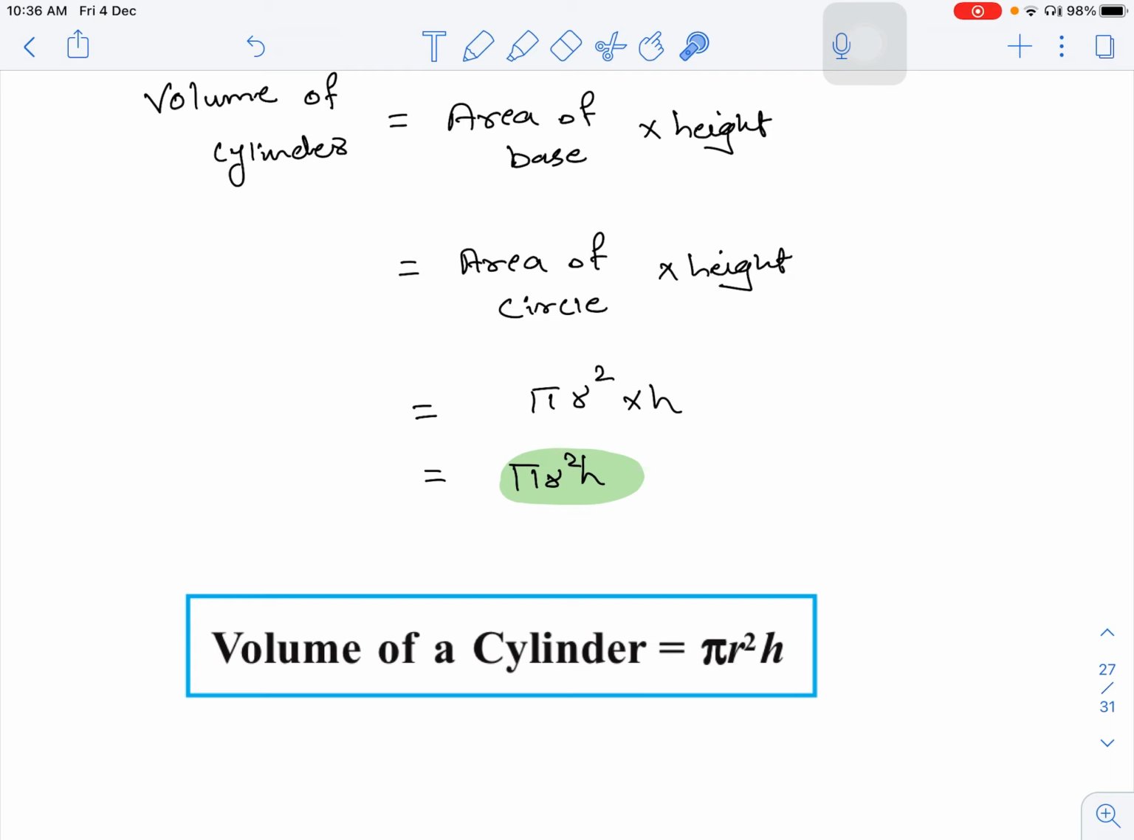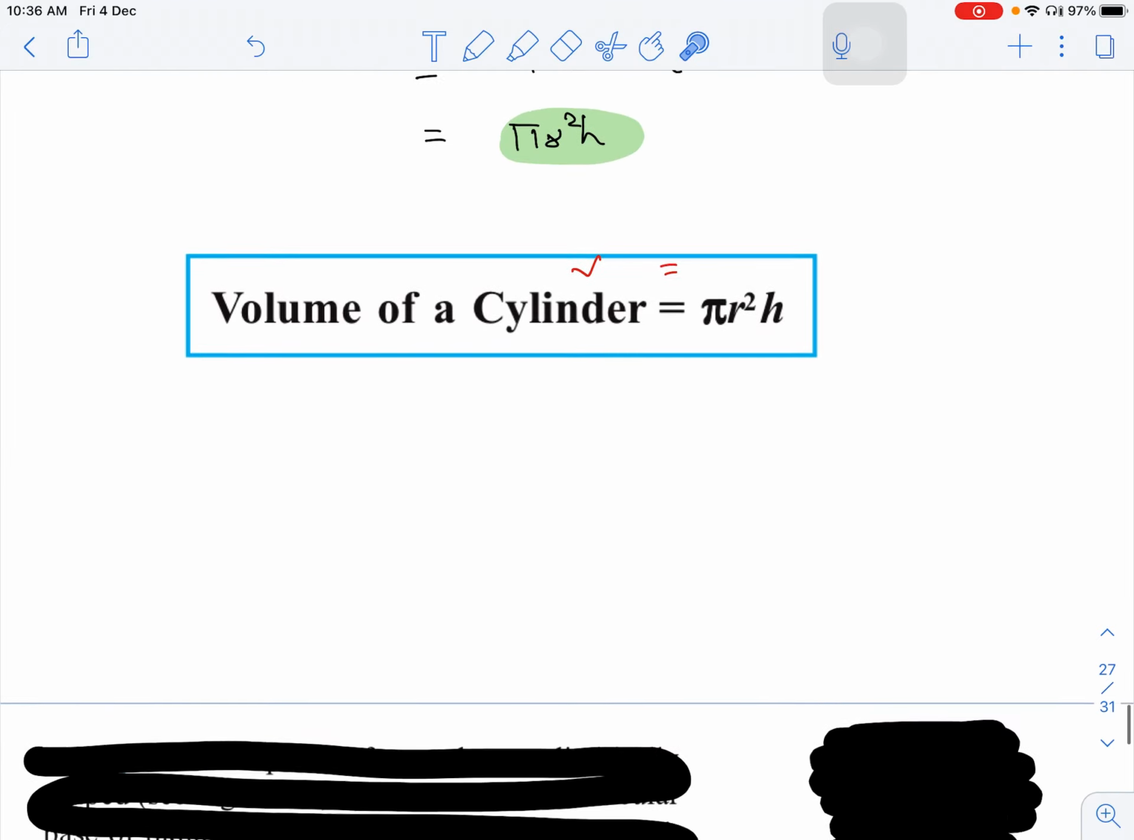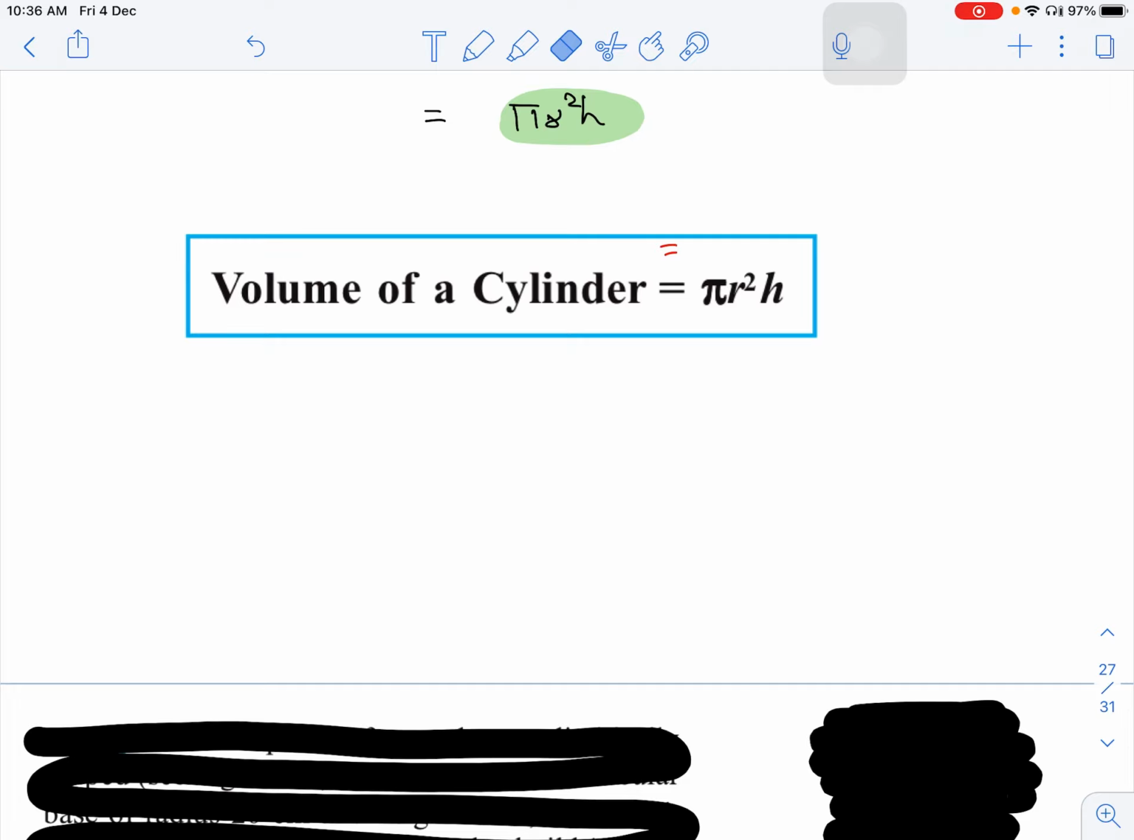Now it means that if you want to find the volume of this cylinder, what things should we know? We should know the value of r and h. In all there are three unknown values: volume, r and h. It means that if you have any two values, you can find the third one. Now let us solve some examples based on this volume of a cylinder.